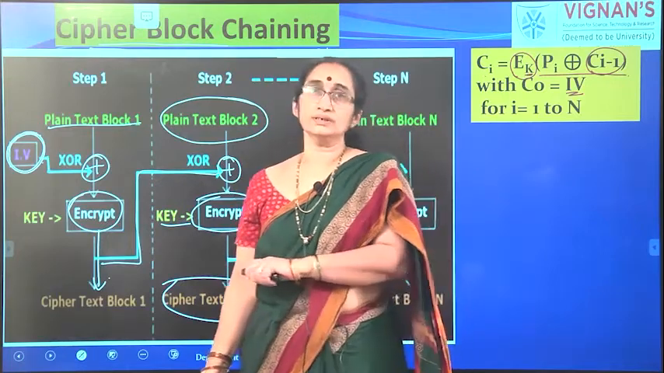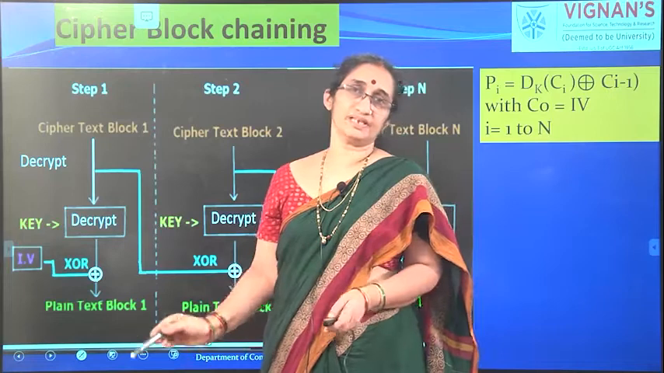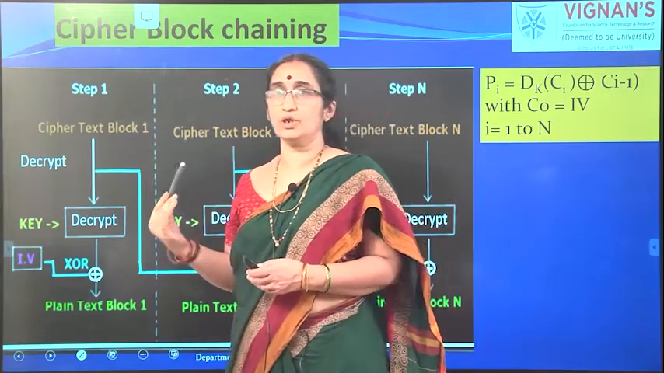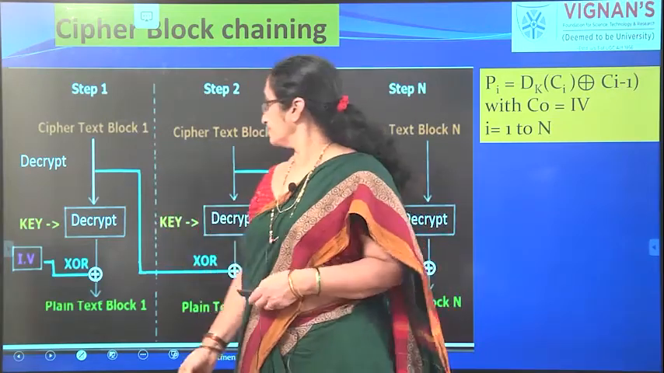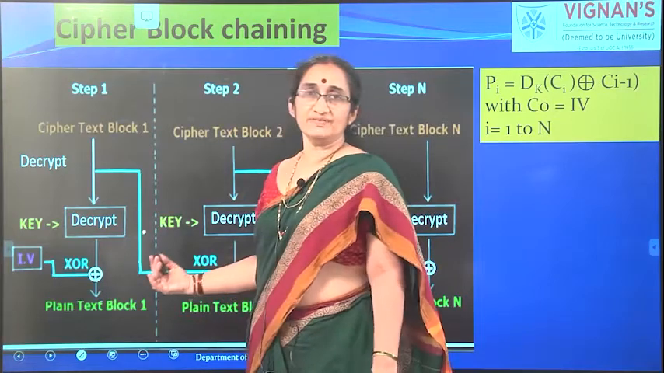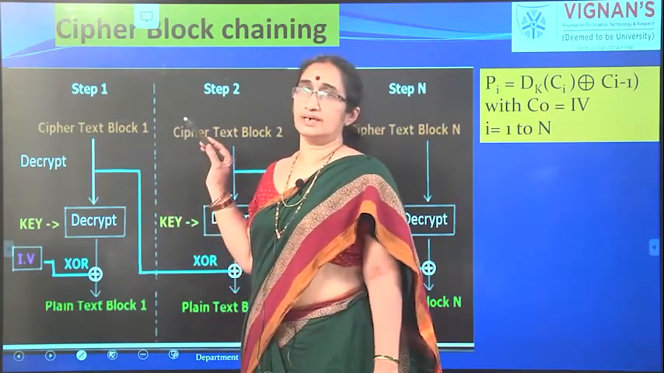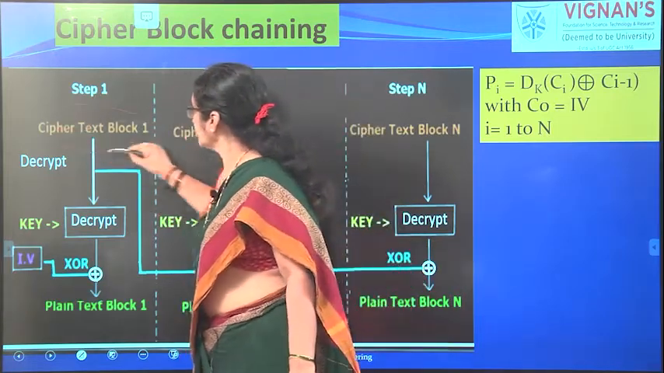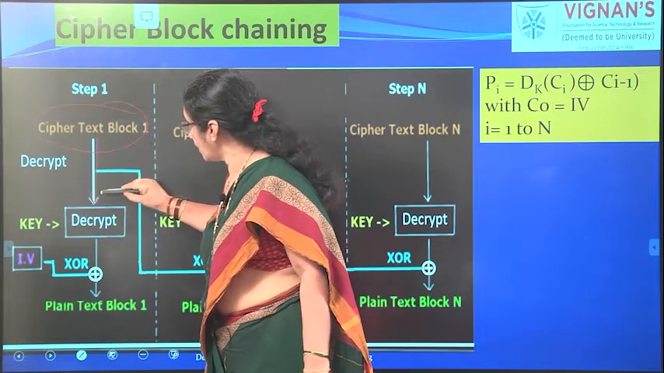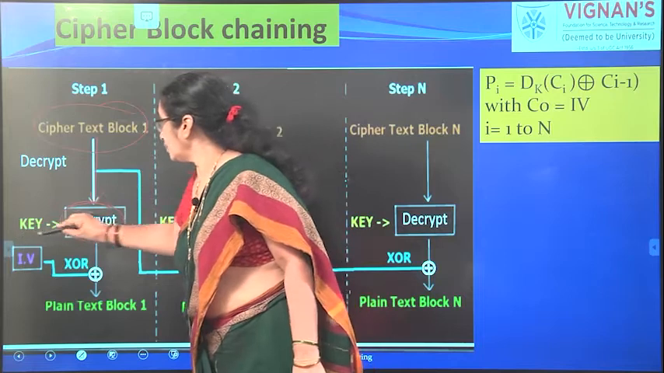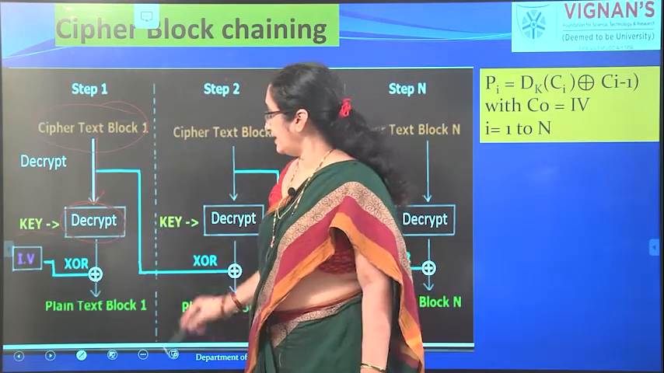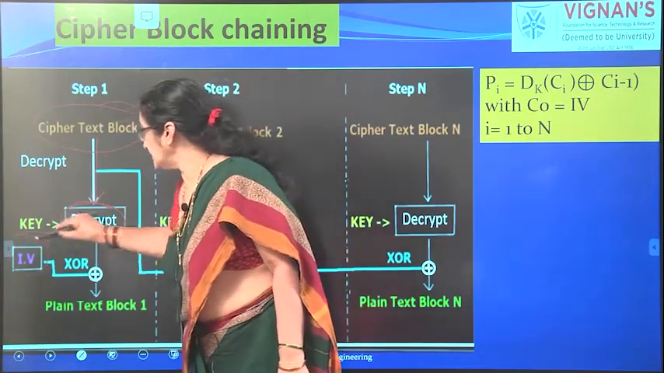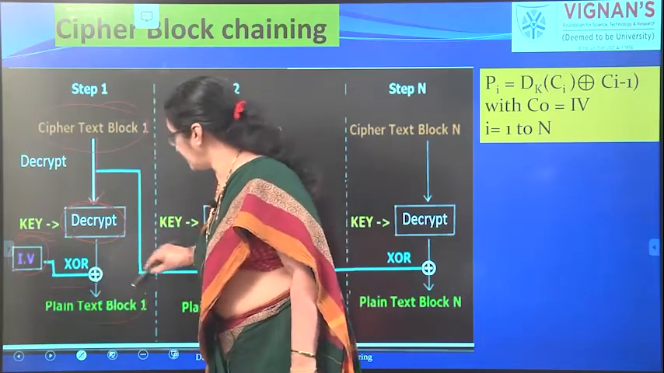Now let us see how the decryption works. It is the reverse of the encryption. The same logic from the figure we have to use in the reverse order. In the previous one you had encrypted some data to get the ciphertext. Now you take the ciphertext block and send it to the decryption algorithm, and both parties will be using the same key. Whatever you get from the decryption algorithm, you XOR with the initialization vector to get back the plain text block.